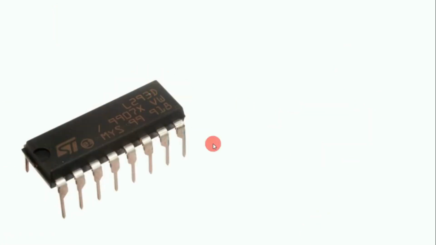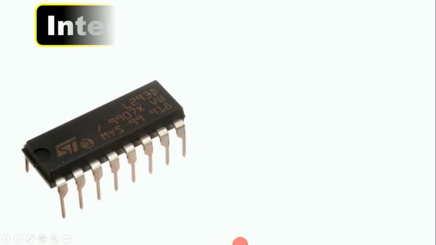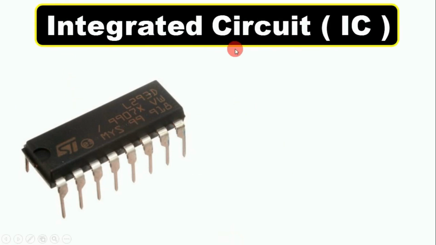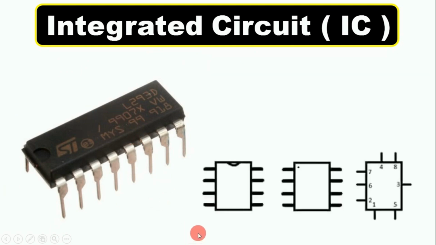Now this component which you can see here, this is known as an IC, that is, integrated circuit. Friends, there are various types of IC, and for each type of IC there is a different symbol, and the uses of each type are also different. These symbols which you can see here are symbols of three different ICs. What is the work of an IC? Let us understand this first.